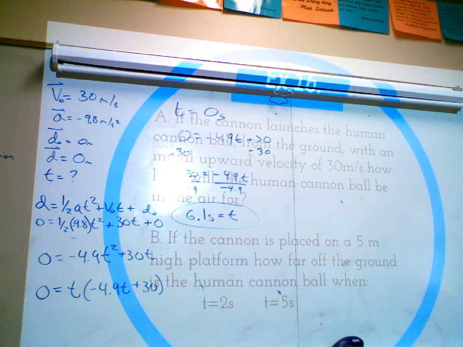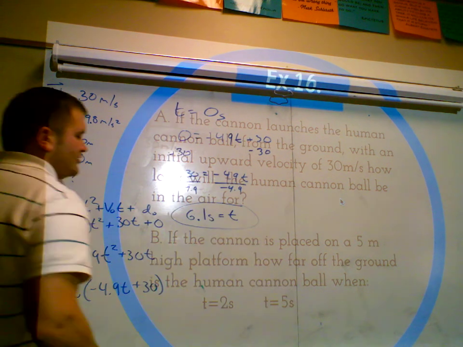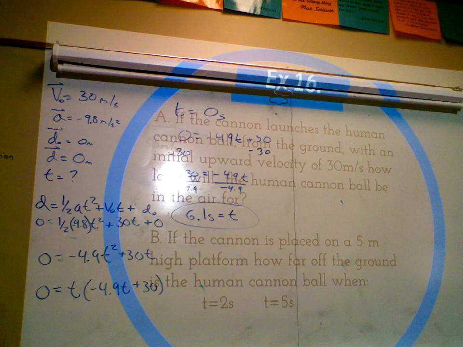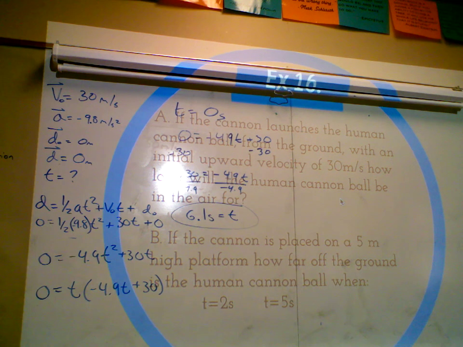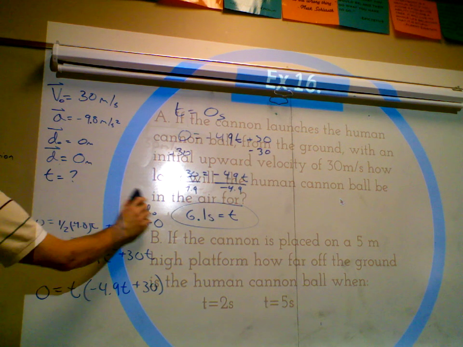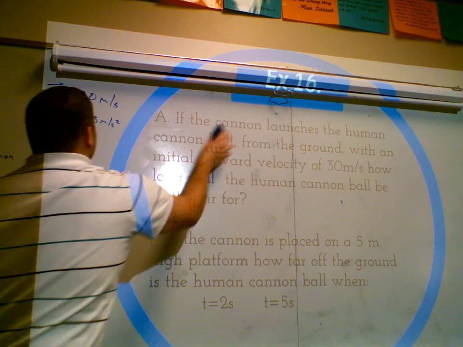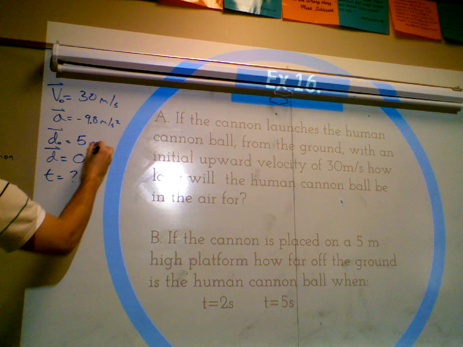I want you guys to try B. For B, if the cannon is placed on a 5-meter high platform, how far off the ground is the human cannonball when t is 2 and t is 5? Okay? So, make a list. The list will probably look similar to the one we started with, except what things are changing in this list? The height at which we start. What's the height at which we start? 5 meters.